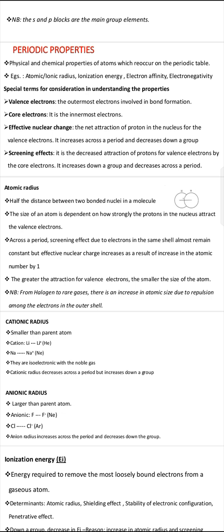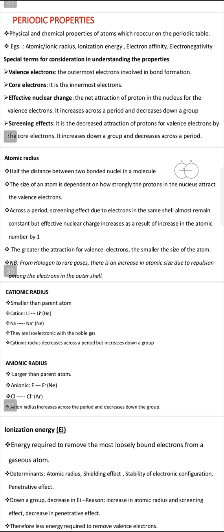In an exam, when you are asked which electrons take part in a chemical reaction, that's the valence electrons. For example, for an ion to be formed, its valence electron has to lose or gain what? An electron. We have core electrons. Core electrons are the innermost electrons within the atom.